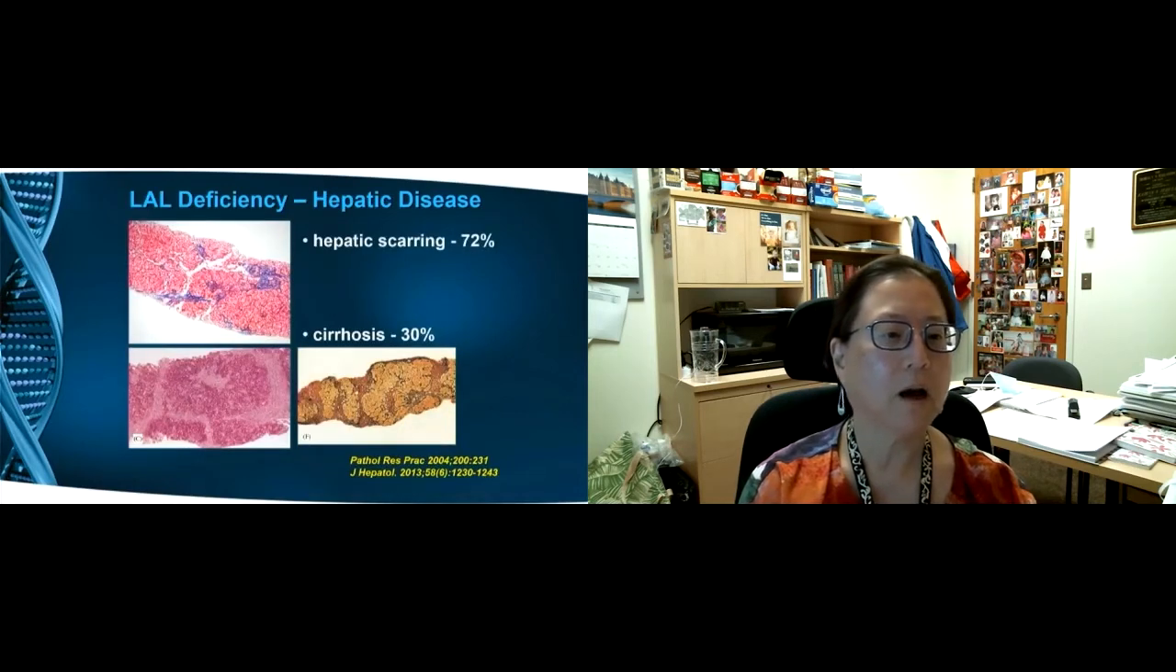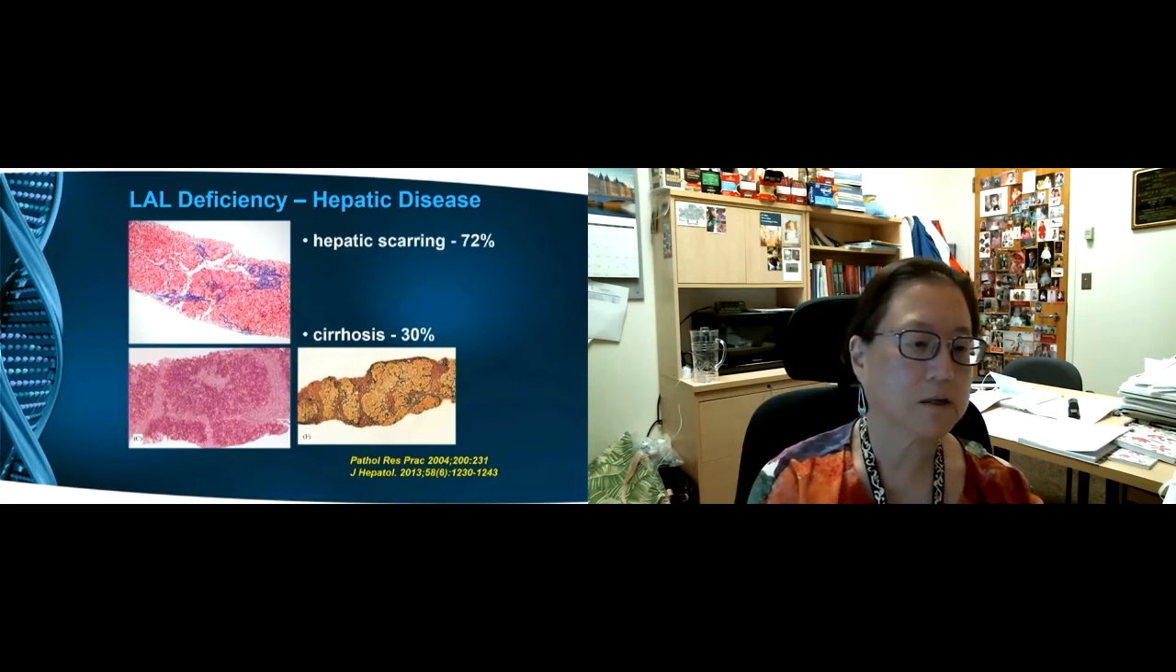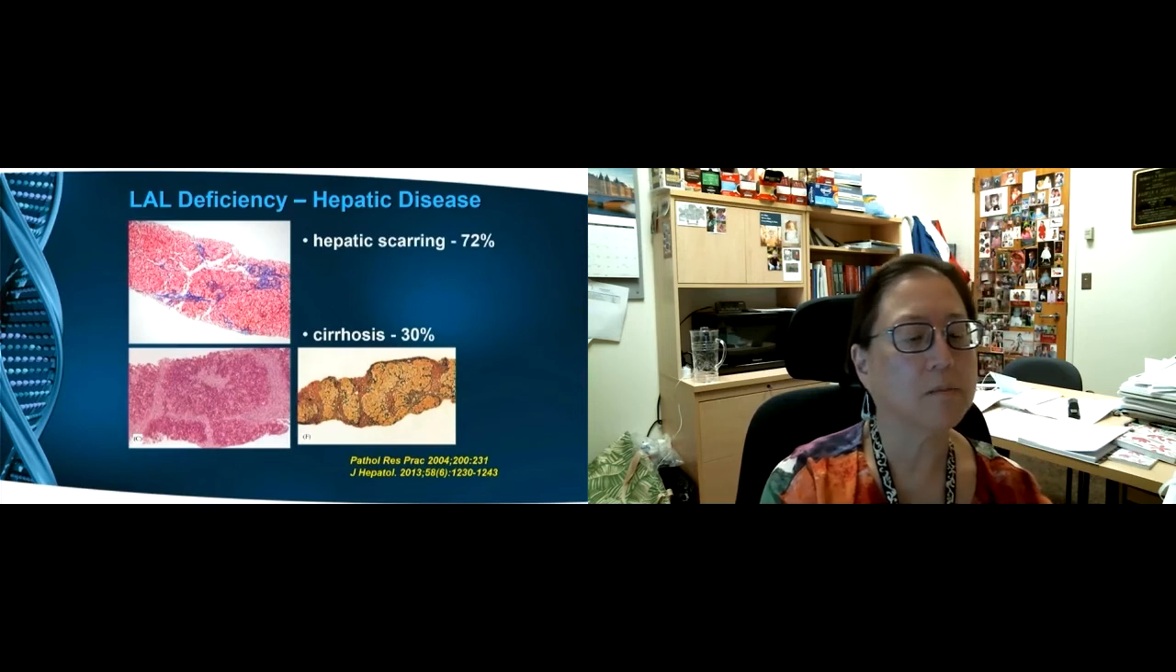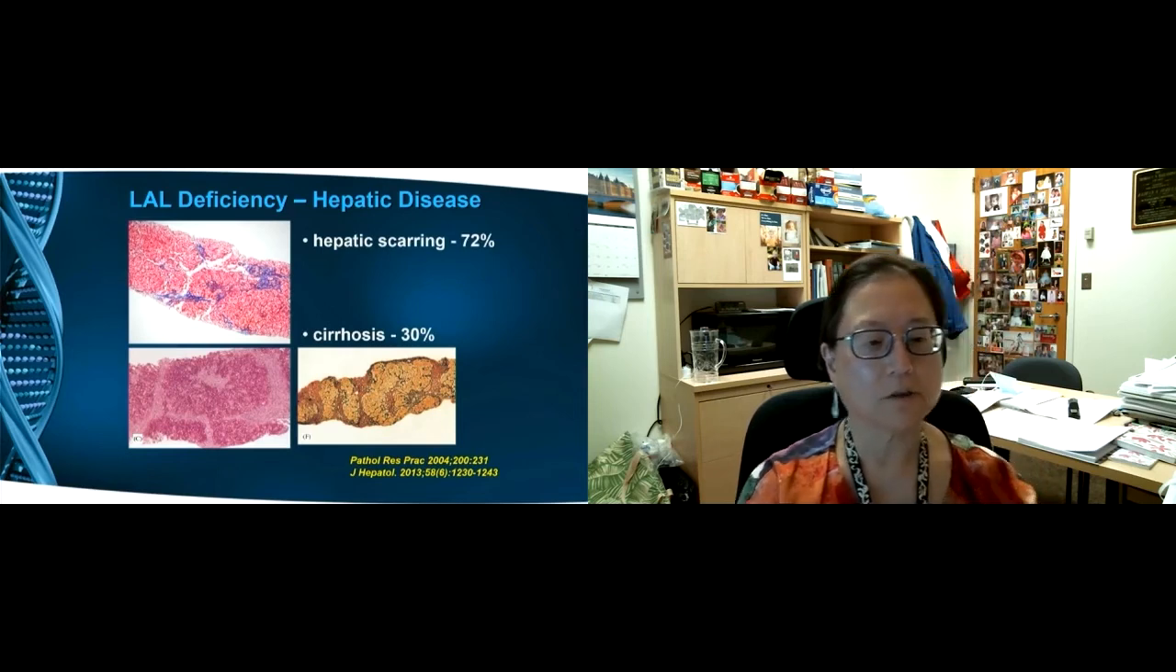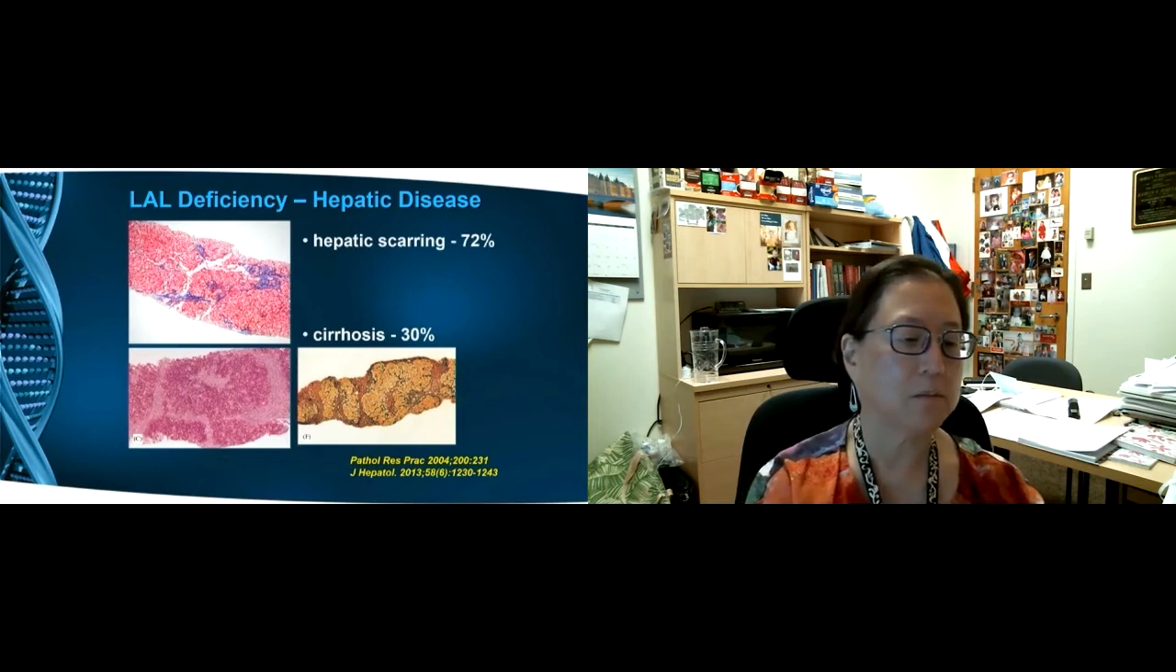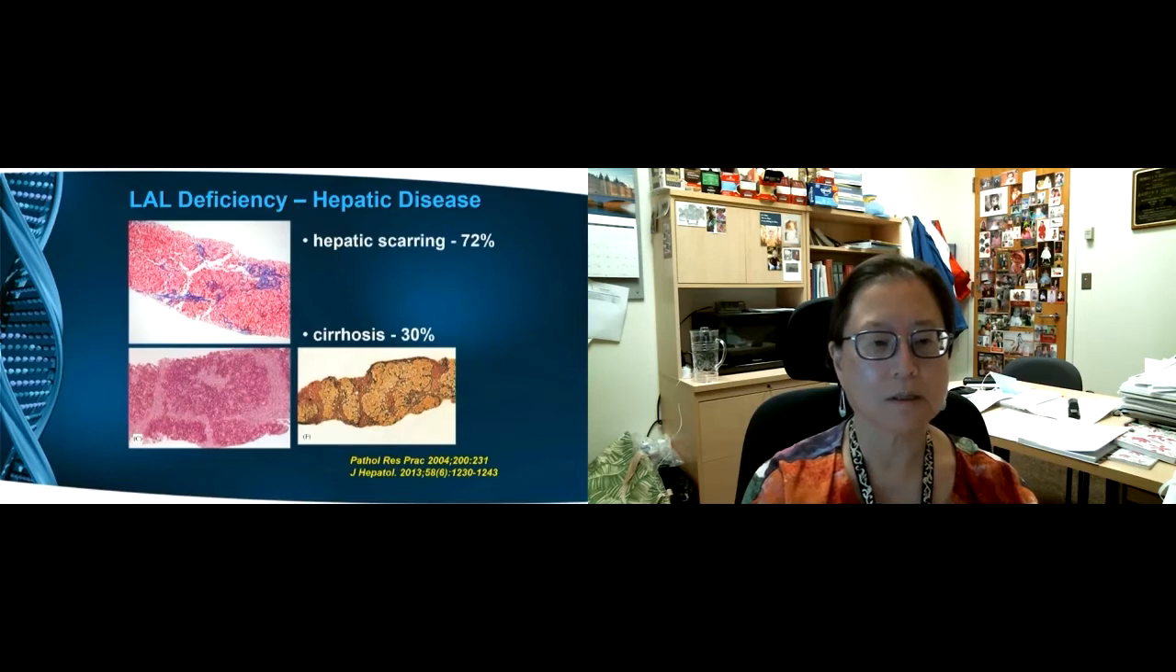And you can see about 72% of patients will develop hepatic scarring or scar tissue in the liver, and about 30% will go on to develop cirrhosis. And as you can see, the white areas in the bottom photo show the areas of scar tissue that are occurring in these patients, and they almost form round circles, which is indicative of cirrhosis. Next slide.